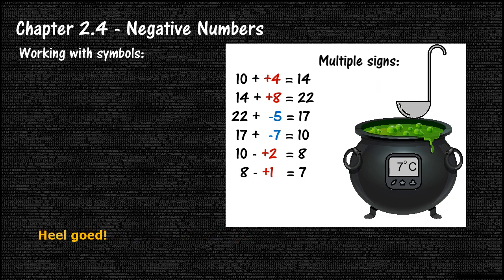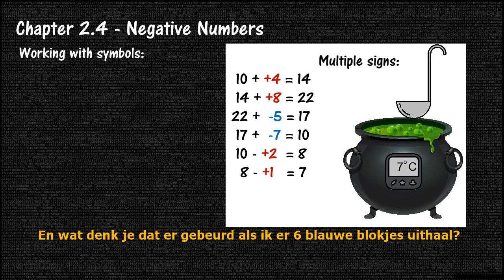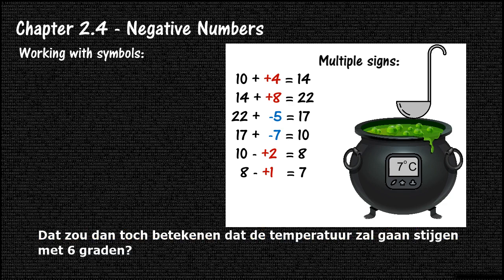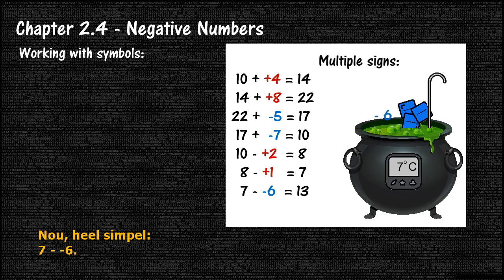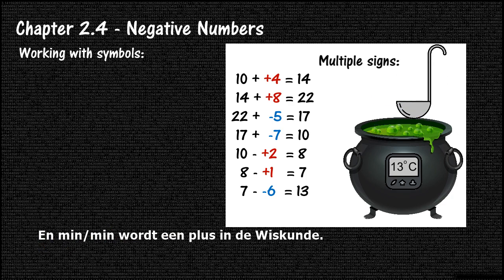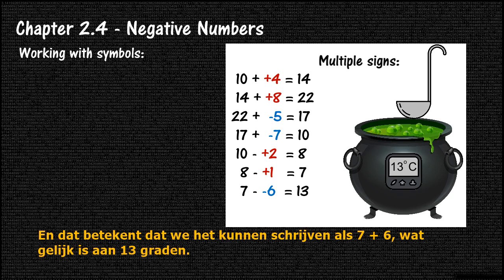And what do you think will happen if I take out 6 blue cubes? That should mean the temperature will increase by 6 degrees, right? Is that how it works? But how does that look in an exercise? Well, very simple. Look, 7 minus minus 6. And minus minus becomes a plus. And that means we can write it as 7 plus 6, which is equal to 13 degrees.